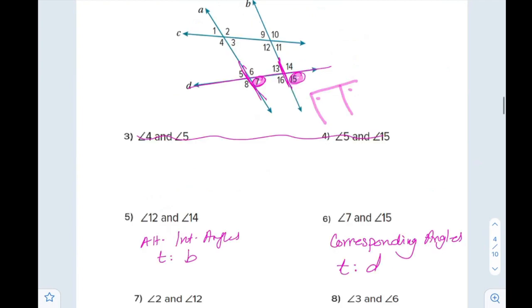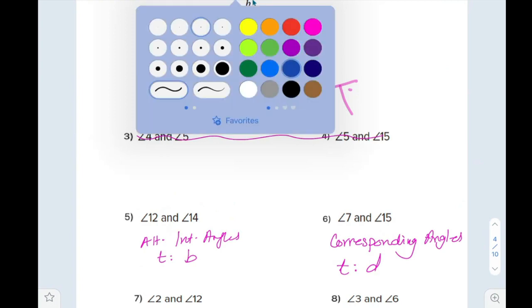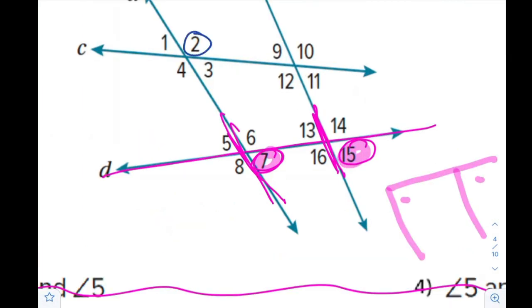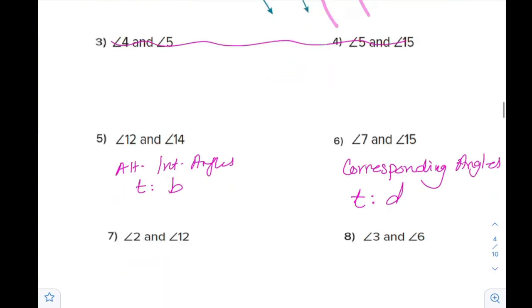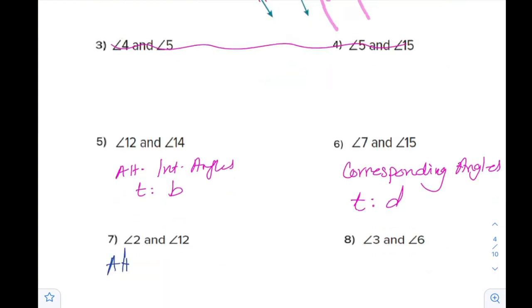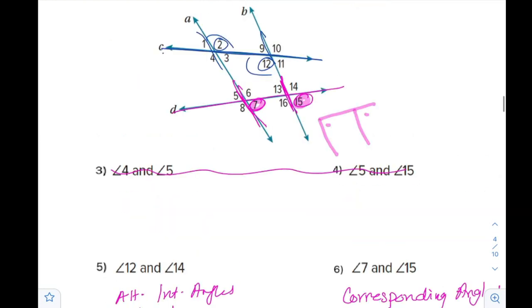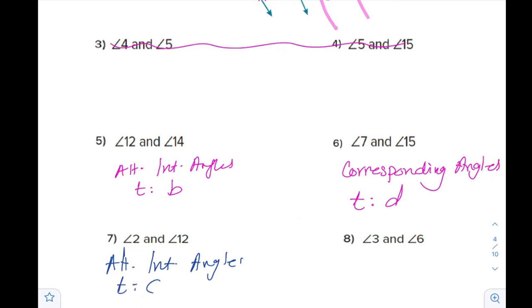Angle 2 and angle 12, let's change the color. Angle 2 and angle 12, they are lying on transversal C. And this transversal is cutting these lines. Both are interior and they are on opposite sides. So they are called alternate interior angles. In this case, our transversal is C.